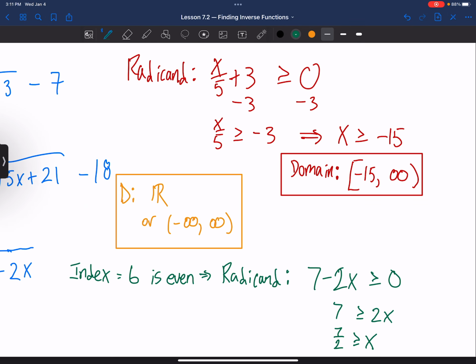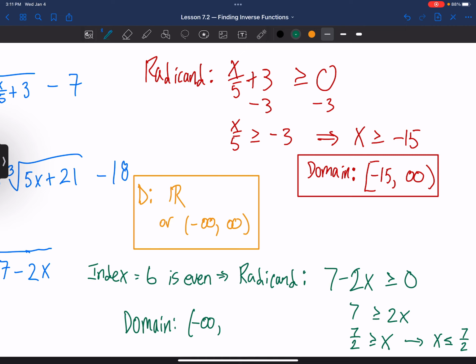So my domain is from -infinity up to 7/2 inclusive, so I use a bracket because it's equal, right? And you say, why did I start at -infinity? Well, it's less than 7/2, so we start at -infinity and go up to 7/2. And that's it for part 2.